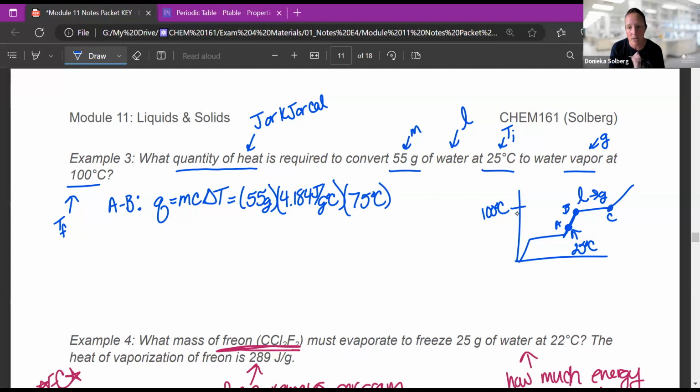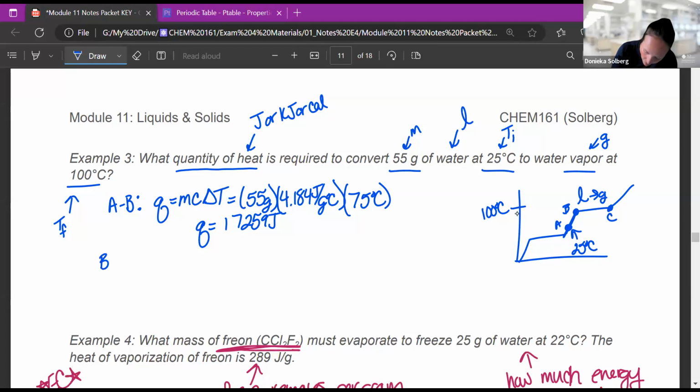You'll notice all my units here will work out. This would spit it out in joules. So the amount of energy required to just heat it from 25 to 100 is 17259 joules. I'm not rounding yet because I'm not done. All right, that's for the heating part.